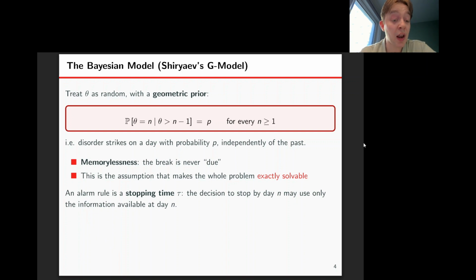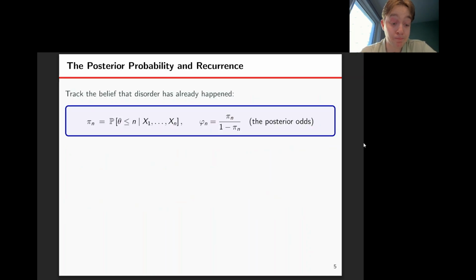Another definition: an alarm rule is a stopping time tau, the decision to stop by day n, and it can only use information up to and including day n. Now, the natural thing to track in these problems is the posterior probability, or the posterior belief, that our disorder has already happened. This is exactly what pi n is.